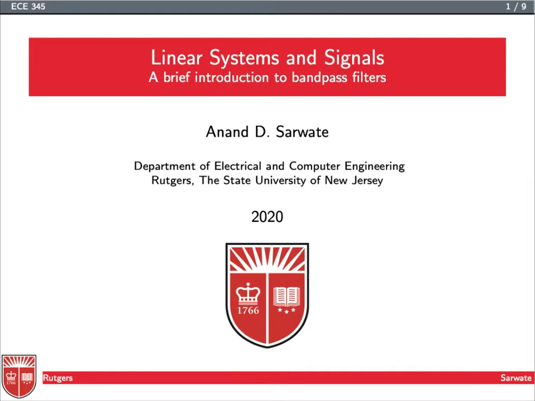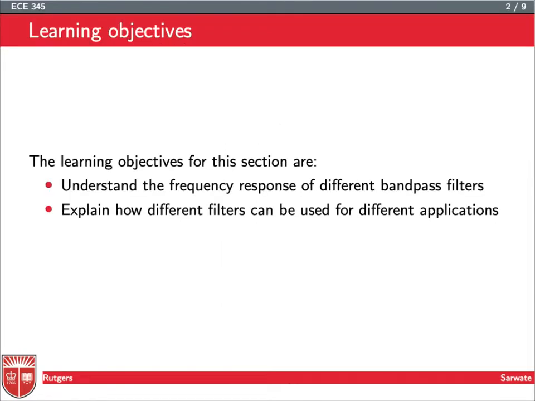Now that we've dug into the frequency response a little bit, I'd like to talk about how we interpret the frequency response. In particular, how we talk about different types of filters. We've seen low-pass filters before, but also bandpass filters and high-pass filters, and so on. So we'd like to be able to understand the frequency response of different filters, which I'll just call bandpass filters generically, and explain how different filters can be used for different applications, right?